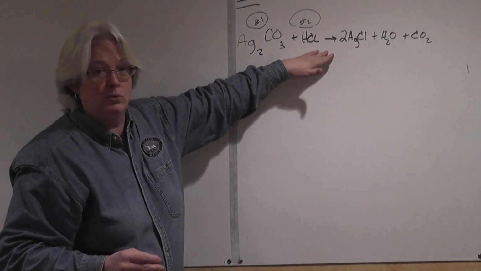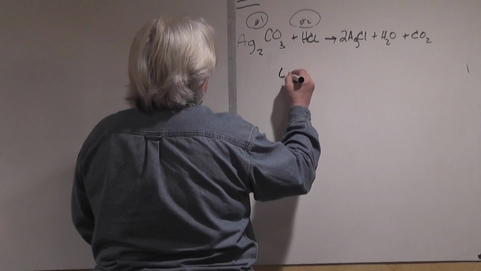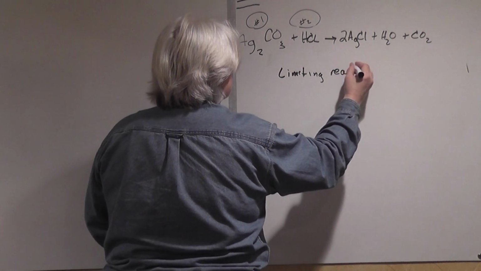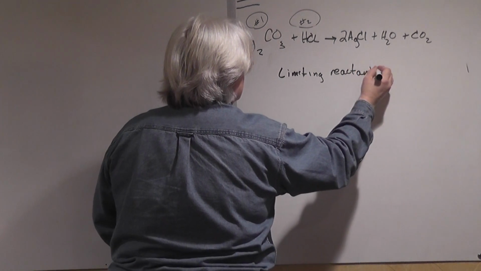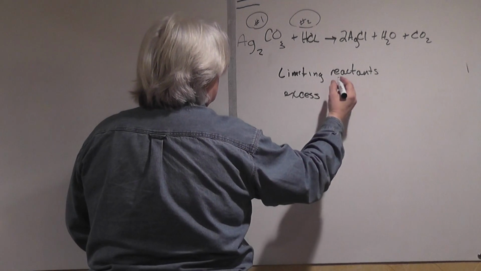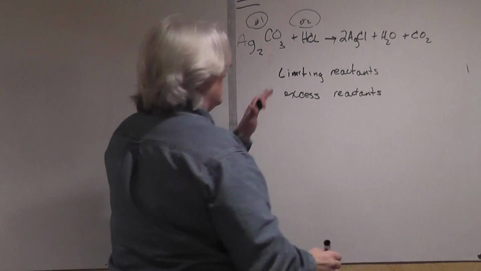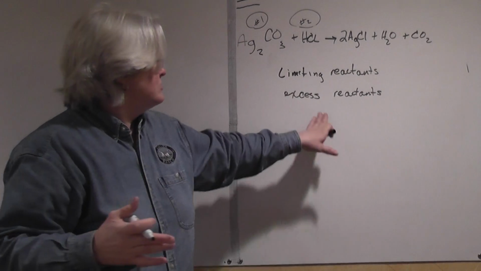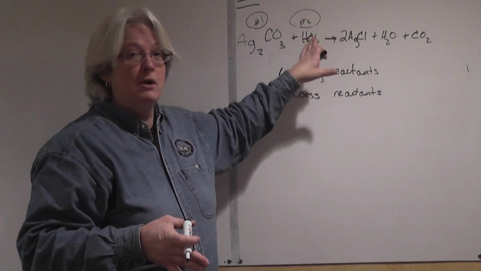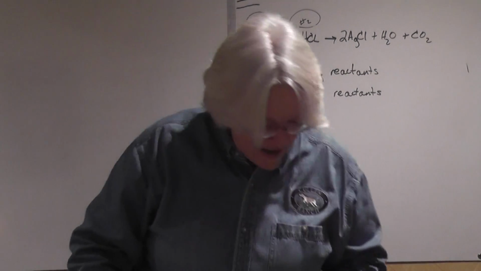So that's the principle behind what we're doing here with limiting reactants. We have limiting reactants and we have excess reactants. If our hydrogen chloride is in excess, that means when the chemical reaction is completed, there's going to be some leftover HCl, but we don't care. That's what we want. We want to make certain that we have enough HCl so that that silver-containing compound will react completely.